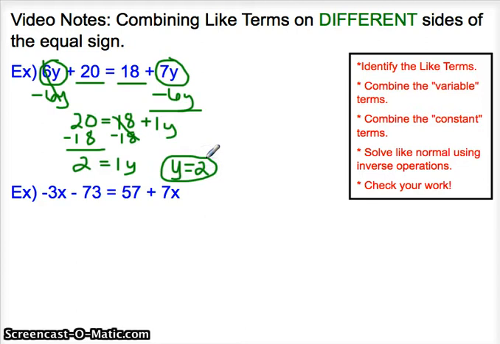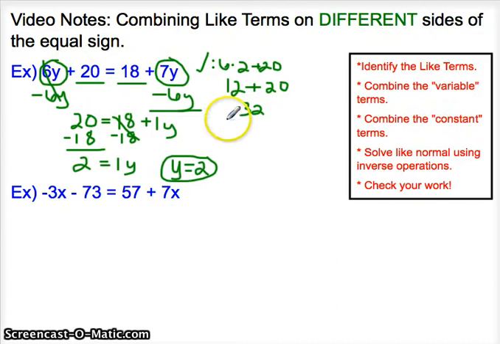It's always a good idea with these longer problems to actually plug your answer back in and make sure you did it correctly. If I put 2 in for both of the y's, the equation should balance out. Let's try it. This will be my check. 6 times 2 plus 20. That would be 12 plus 20, which would be 32. So that's this side of the equal sign.